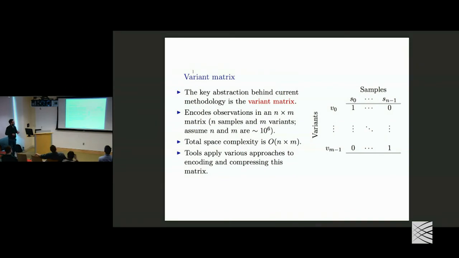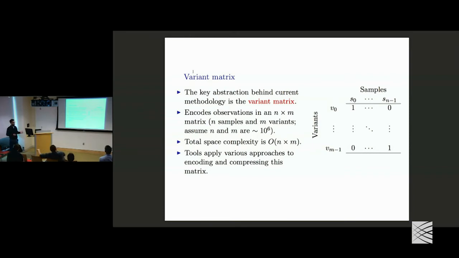So the key abstraction underlying the methods that we have today for working with variation data is the variant matrix. Right? So we've got a set of samples and a set of variants. If a particular sample carries a particular variant, it's got a 1, and if it doesn't, it's got a 0. So it's a very straightforward encoding. And yeah, I know I'm brushing a lot of details under the carpet here. What's also very straightforward to see is that if we have a million samples and a million variants, then this matrix is too big to work with.